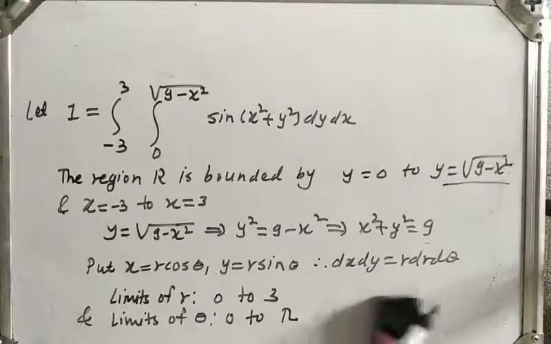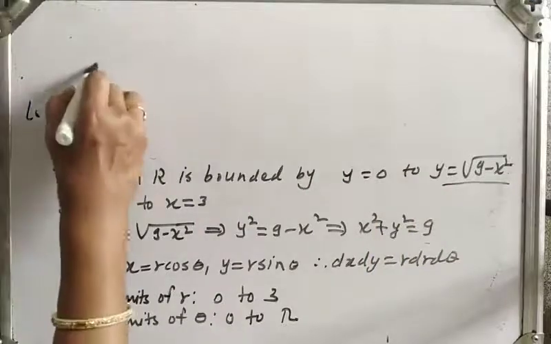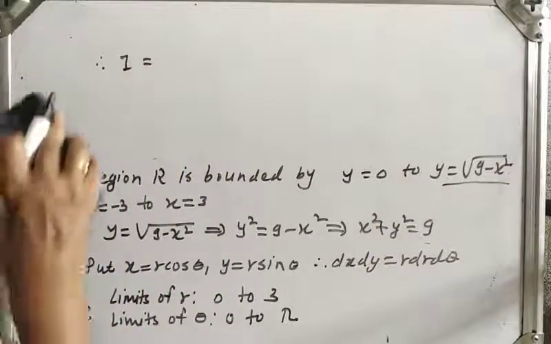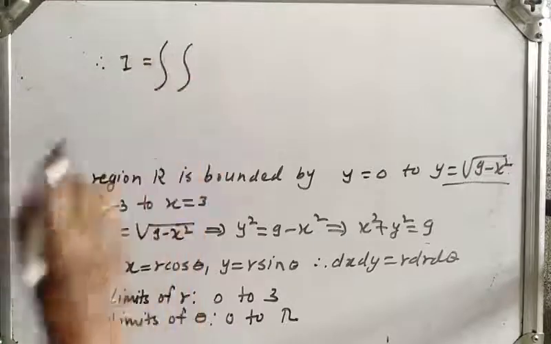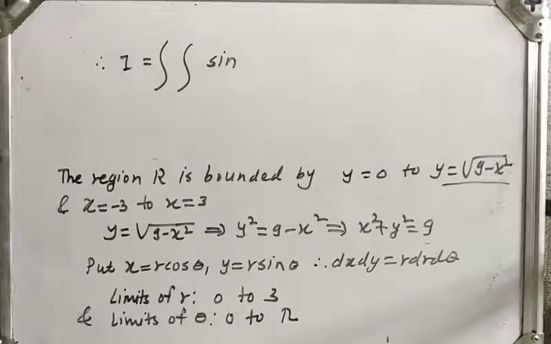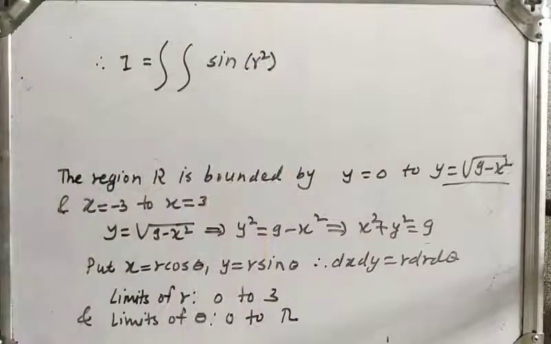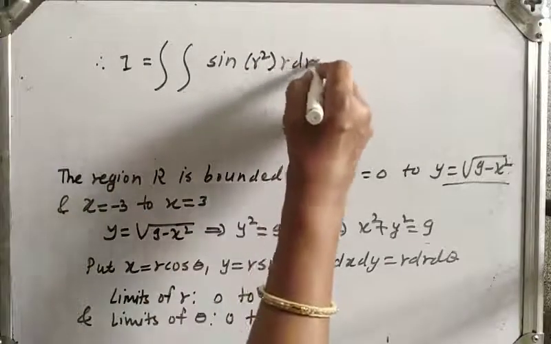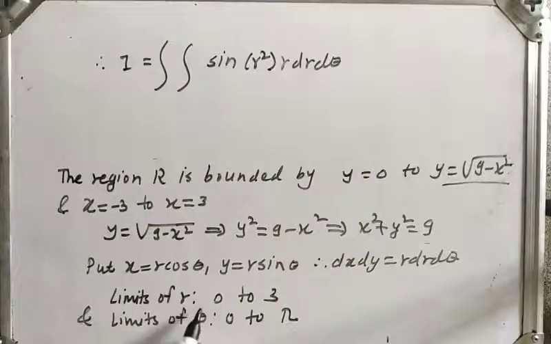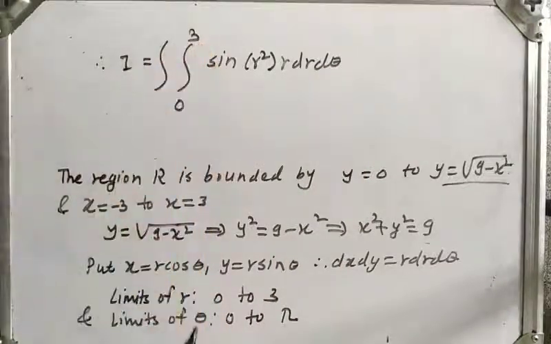Therefore I is equal to the double integration of sine of x square plus y square, which is r square, so it is sine of r square, then dy dx means r dr d theta. R varies from 0 to 3 and theta varies from 0 to pi.